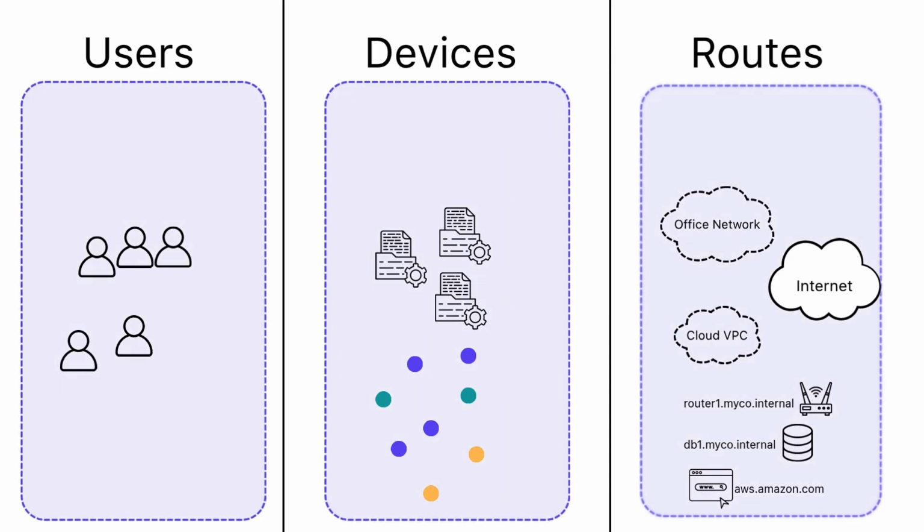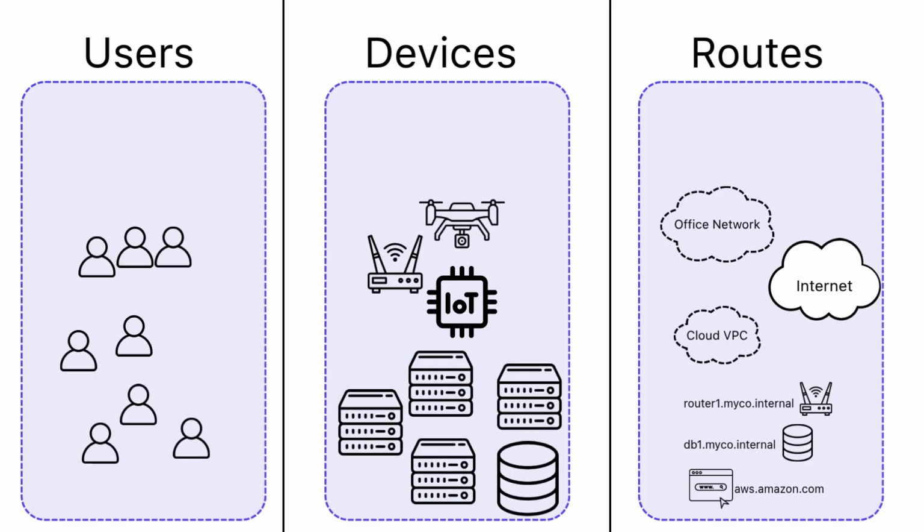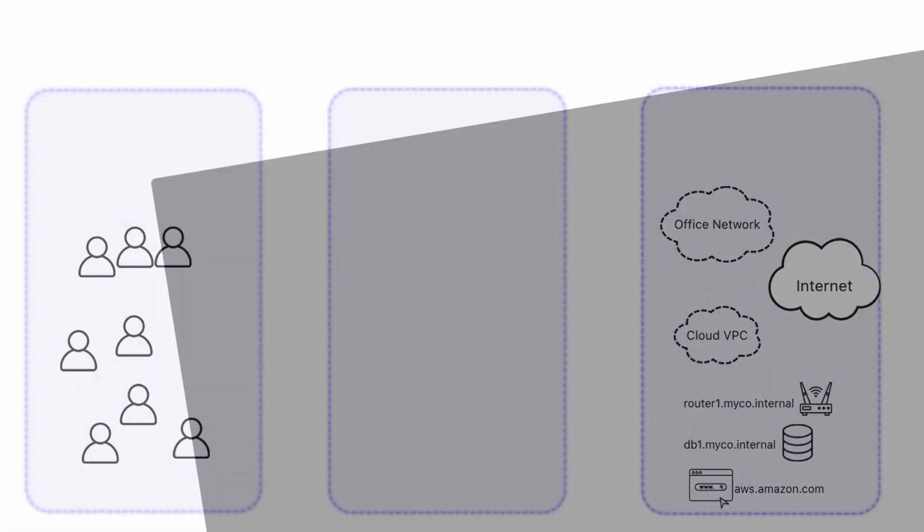At its core, we need to manage which users and devices have access to which devices and routes, specifying the direction of traffic, and allowed protocols and ports. In Netmaker, we do this with policies.